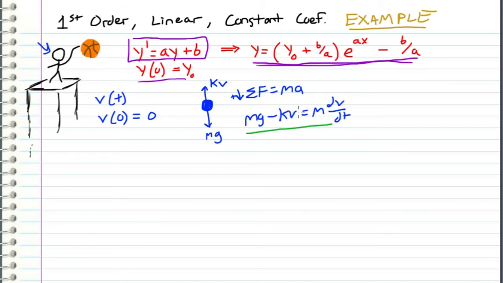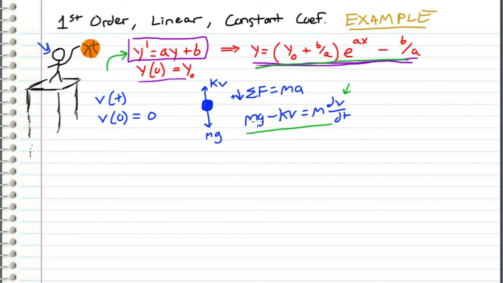And I recognize this as a first order because it only has the first derivative. So it's a first order differential equation. It's linear because it has constant coefficients. And because it has constant coefficients, we can put it into this form right here and then use this equation to get our actual solution.